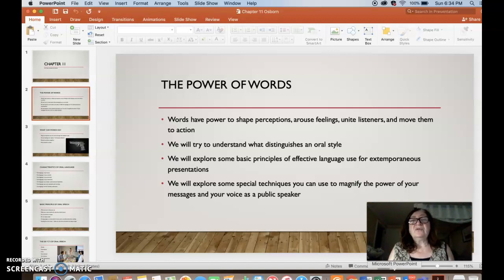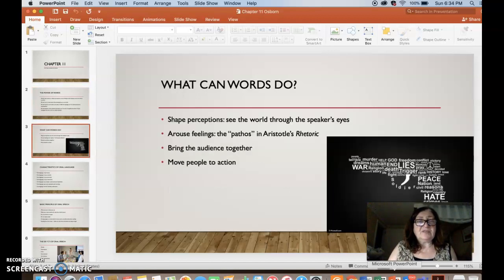Words have the power to shape our perception, to shape opinion, to bring up feelings, to unite listeners, to separate listeners, and move people to action. So we will try to understand what distinguishes an oral style of language, of using words, as opposed to written. And we will explore some basic principles of the effective use of language for extemporaneous presentations. That means not from a script, and explore some specific techniques that we can use to magnify the power of our messages and our voices as public speakers.